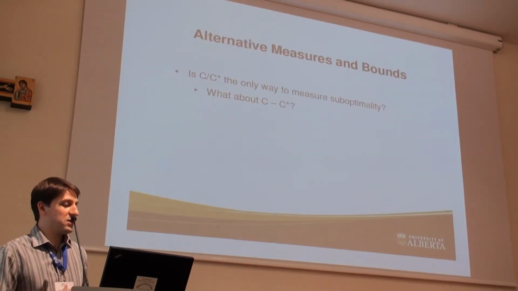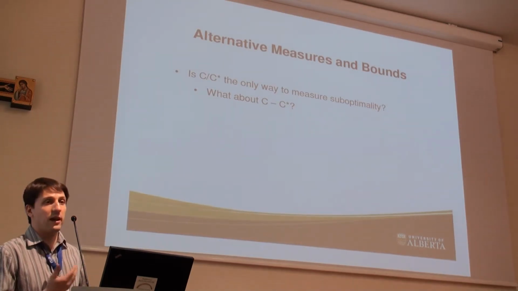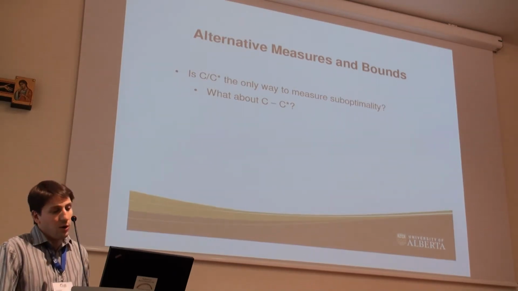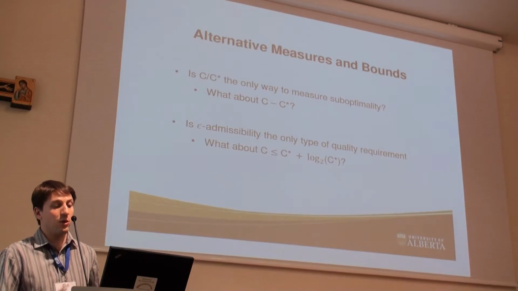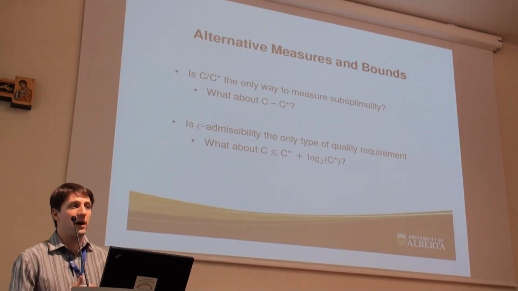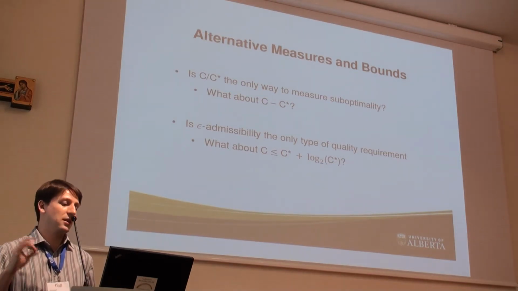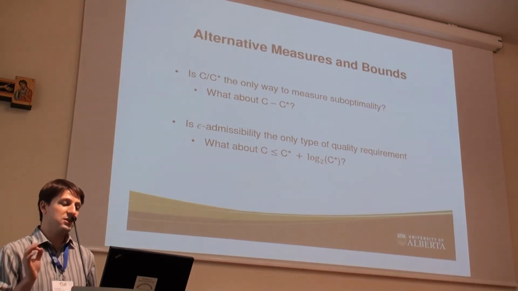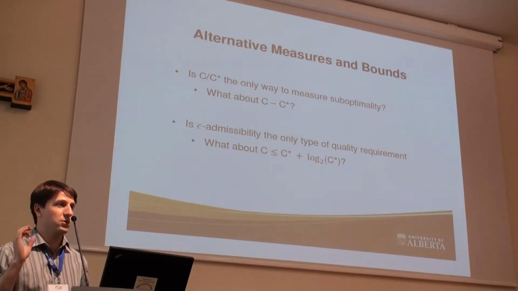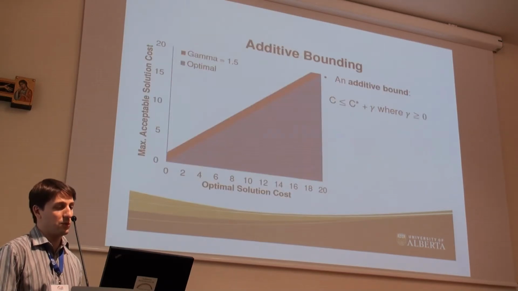But is that ratio the only way to measure suboptimality? What about something like just the difference between the two costs? Or another question: is epsilon admissibility the only way you can define the solution quality requirement? What about something like this? Here I'm asking that any solution you return has got to be no larger than optimal plus the log of optimal. So in some sense it's a tighter bound, because as the optimal solution grows, you're requiring something closer to optimal than the epsilon admissibility level, which grows linearly.